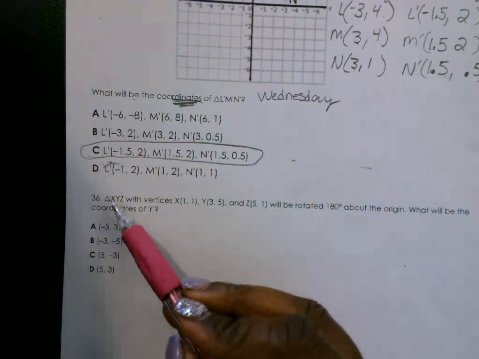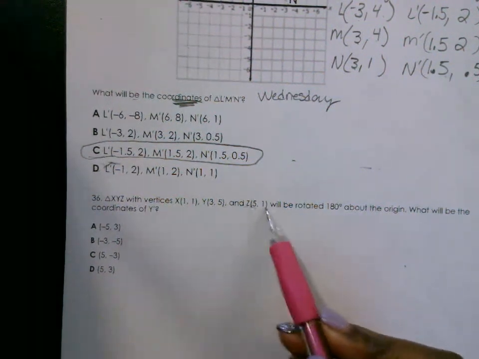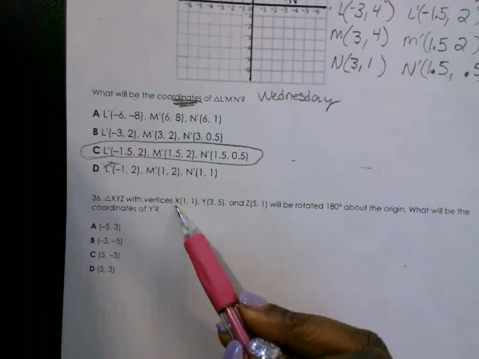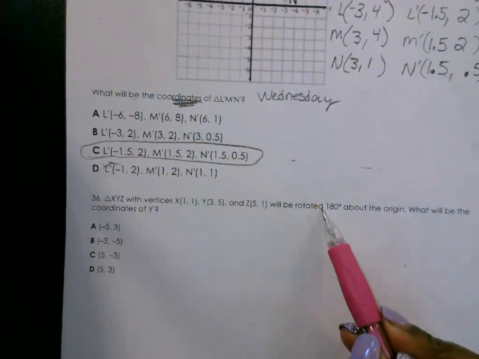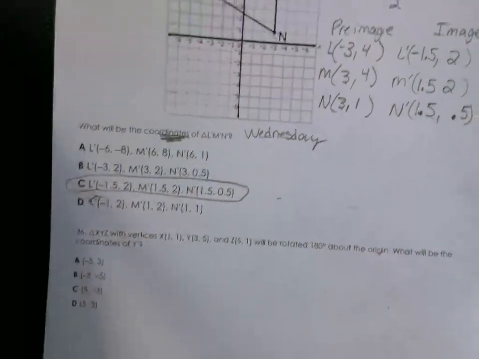So let's go over the warm up, y'all. All right, so here we go. We got vertices X, Y, Z, and these are the different vertices for that. These are the ordered pairs for these points or this triangle. And we're rotating it about the origin. So let's graph it to see what it looks like, okay?